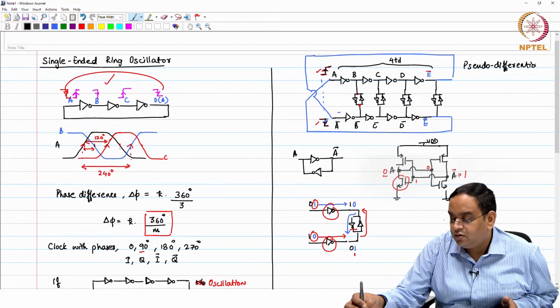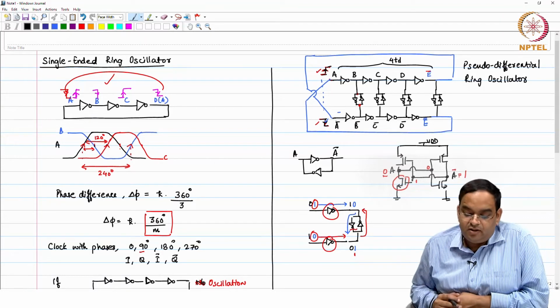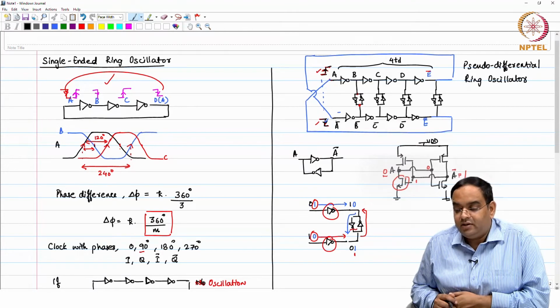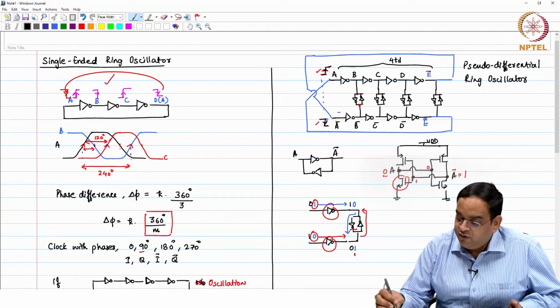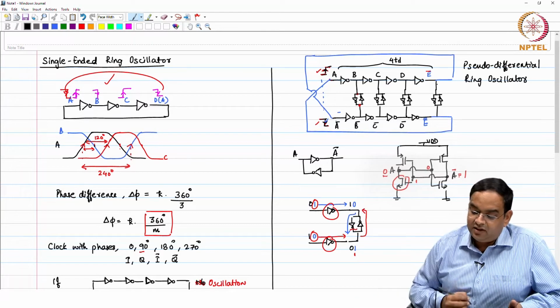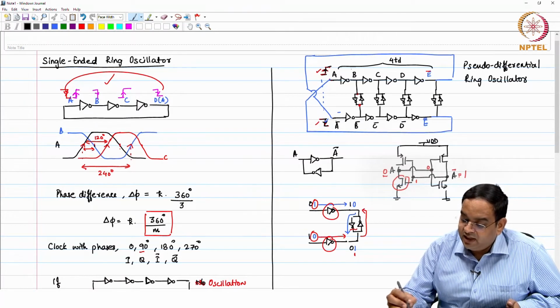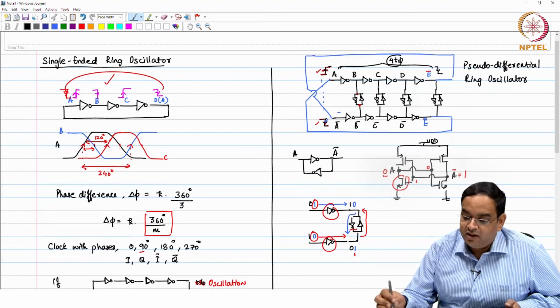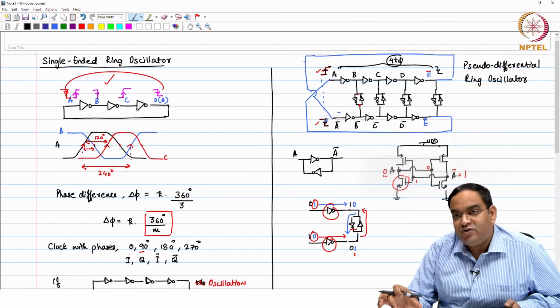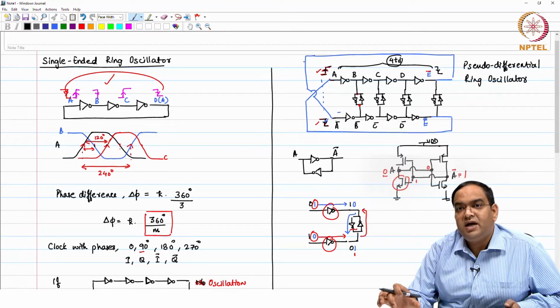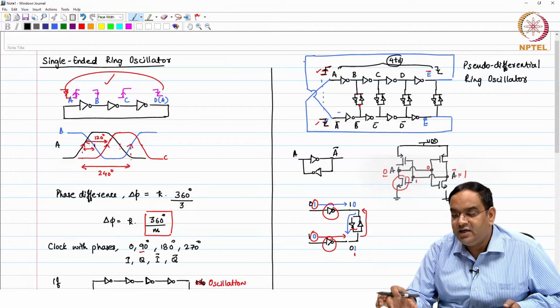pseudo-differential ring oscillator. You get phases which are inverted. Okay. So, if you try to find the phase relationship between the nodes A, B, C and D, what we are saying is that after 4 Td delay here, your output clock is inverted, that is, you are having time period T by 2 or 180 degree phase.